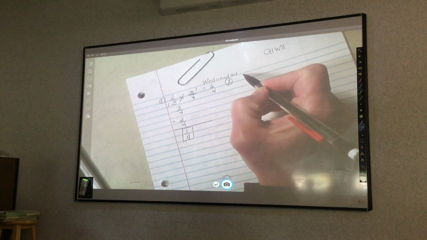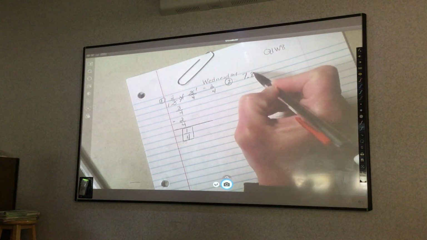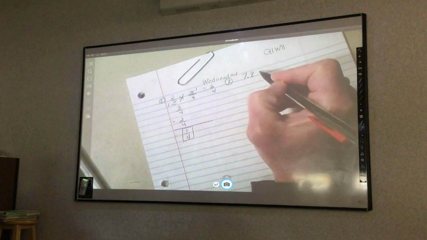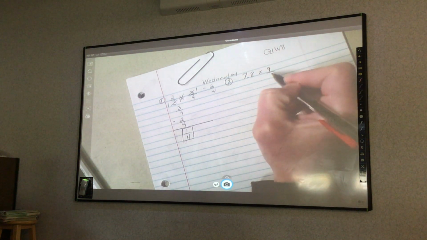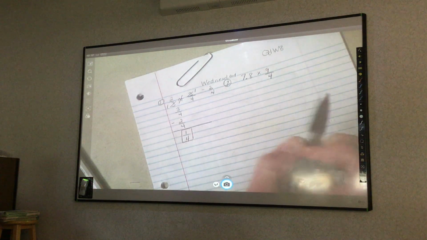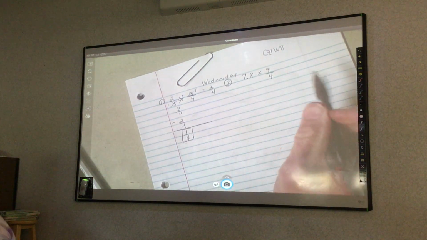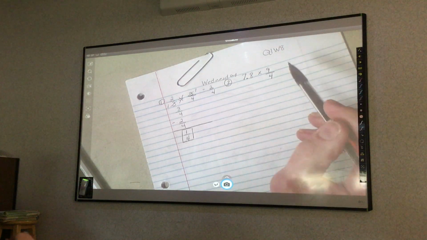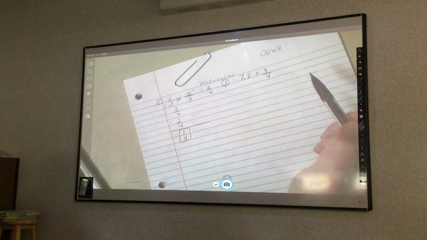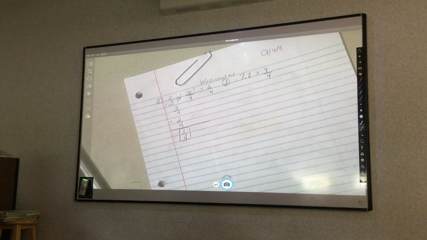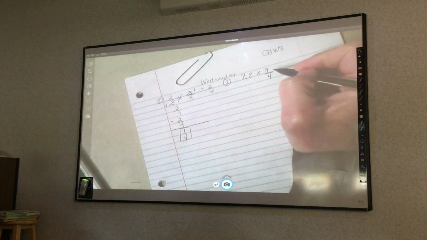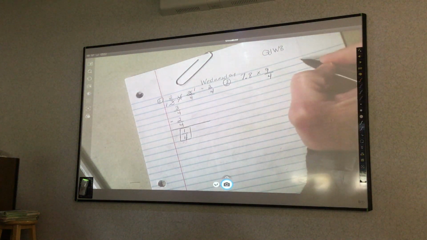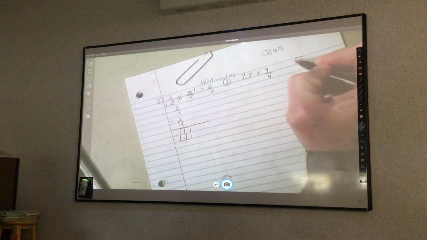Number 2 is what we're working on in this chapter. 7 8/10 times 9/4. You can either change the decimal to a fraction or the fraction to a decimal. What do I like to do? I like to do the fraction to a decimal because it makes it easier. So I'm just going to go 9 divided by 4.